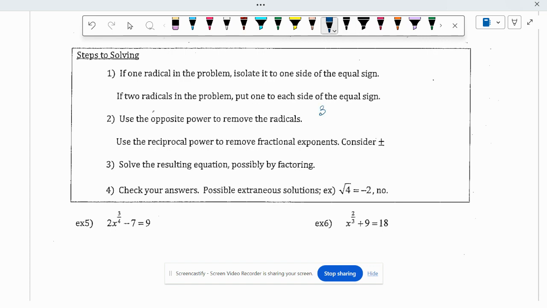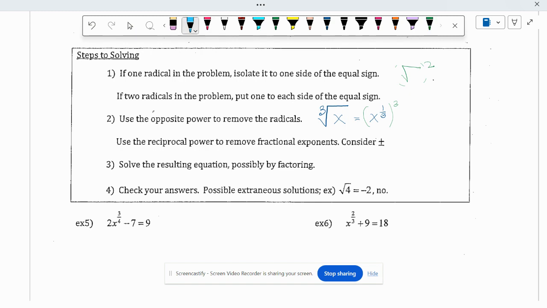That means that if you have a cube root, remember, the cube root of x is the same thing as x to the 1/3 power. So the opposite of that is to cube it. If we want to get rid of a cube root, we have to cube it. If we want to get rid of a square root, we have to square it. And whatever you do on one side, you do to the other.